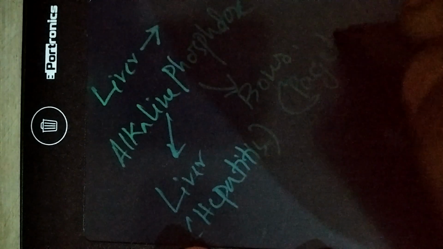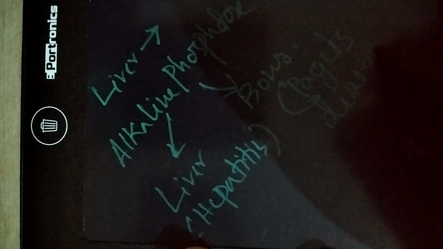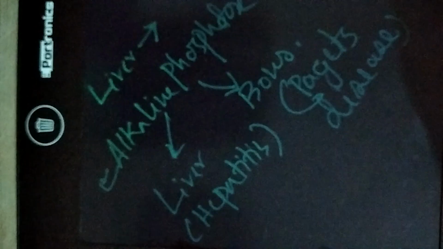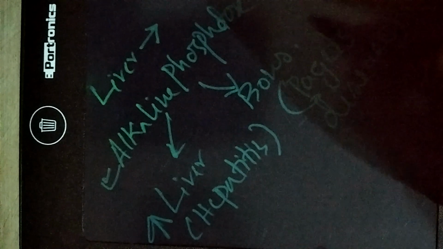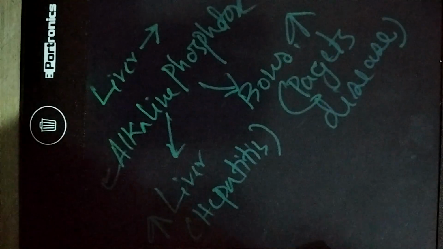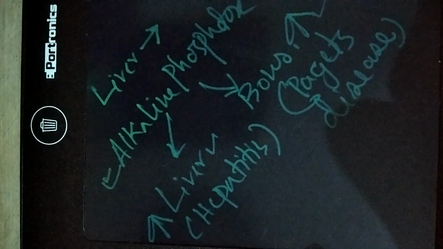That means in liver disease, for example hepatitis, as well as in bone disease, for example Paget's disease, this enzyme is used as a marker. That means what? If alkaline phosphatase level is increased in the body or in the serum, it means that there is hepatic damage, as well as it could be bone damage. Why? Because alkaline phosphatase is an enzyme which is present in liver as well as in bones.